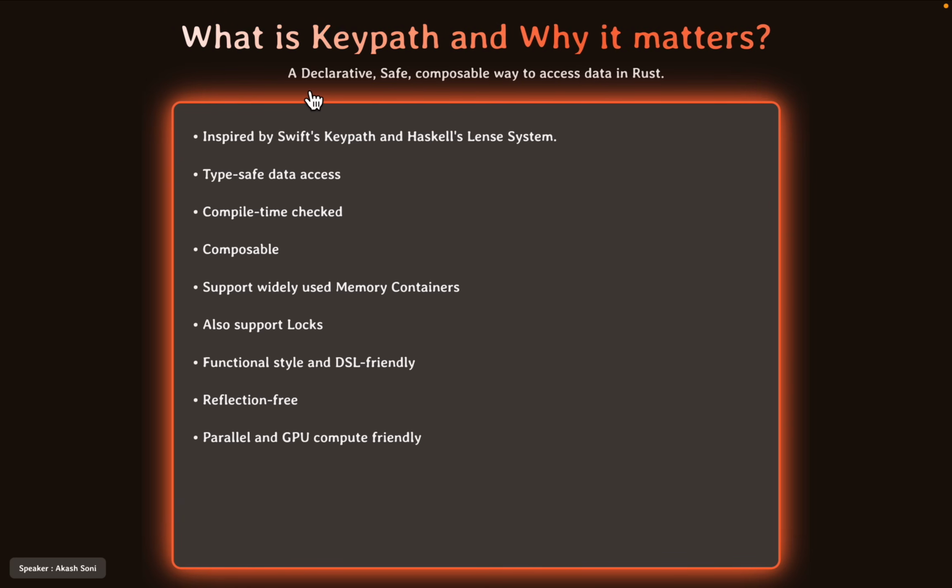So a keypath is simply a declarative, safe and composable way to access data in Rust. Okay, it is inspired by the Swift keypath system and Haskell lens. It is type safe data access, compile time checked, composable, supports memory containers and locks, DSL friendly, functional style, reflection free, and helps us to write parallel code. So these are all highlights.